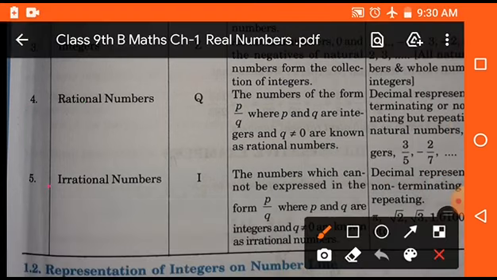Now the next number is irrational numbers. Irrational numbers are generally represented by capital I, and those numbers which cannot be written in the form of p by q, where p and q should be integers, are called irrational numbers. For example, root 2, root 3, root 4, pi, etc.